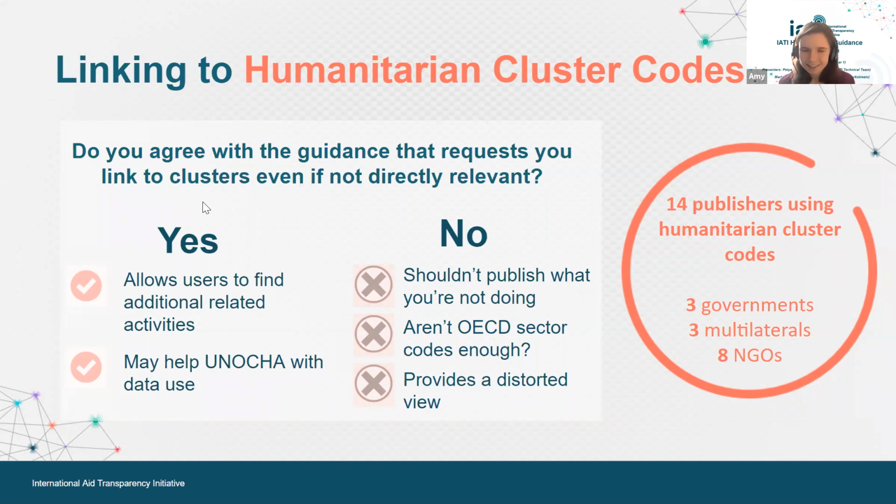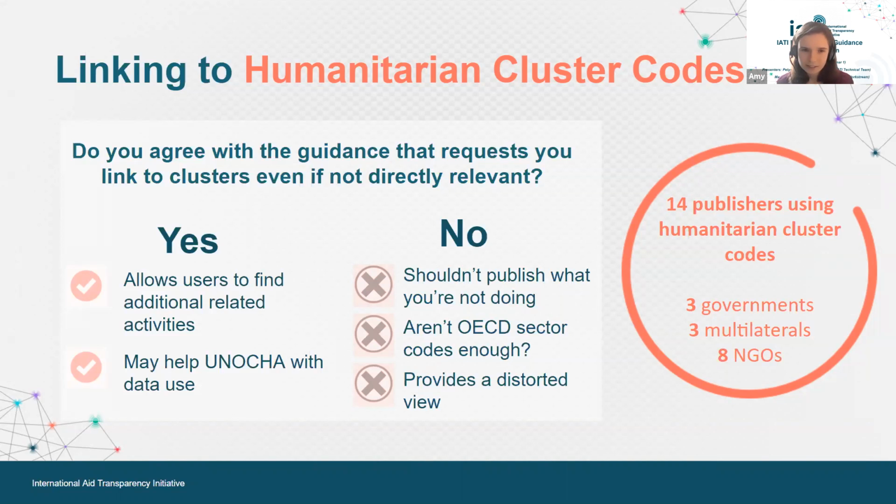And we had a great deal of kind of yes and no responses to this question. An example of the yeses is that it allows users to find additional related activities if they're looking for particular organizations working in a humanitarian disaster within a particular area. And it may also help UNOCHA with their own data use. On the flip side of this is, should organizations actually be publishing what they're not doing? Can we not get this information from the OECD DAC sector codes? And does this begin to provide a distorted view of what is happening in the humanitarian landscape? So there are definitely pros and cons to this. So this is one that we would just really like to pick your brains on, and ask, what do you see as the advantages of everyone aligning to the cluster codes within the IATI publishing, compared to actually, no, it should only be organizations who are actually working within the cluster codes who are using them.